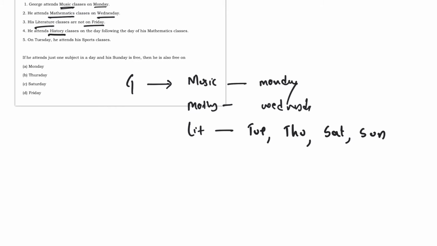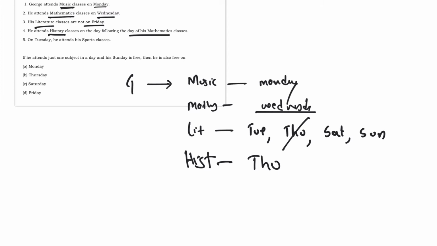He attends history classes on the day following the day of his mathematics class. So after mathematics class, the next day will be history class. So Wednesday means history will be Thursday, and this Thursday gets cancelled for literature. Okay, so history classes on Thursday.